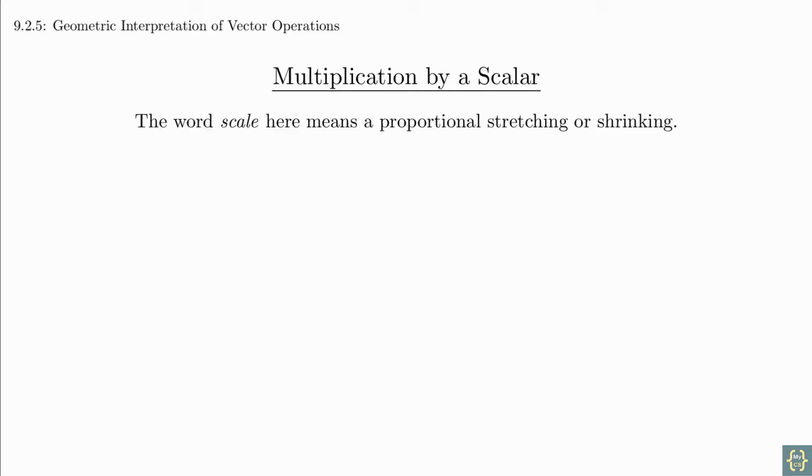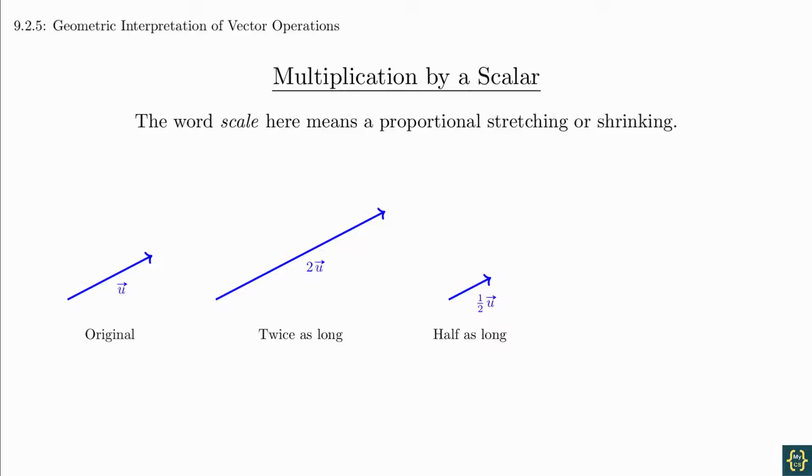Scalar multiplication is a matter of stretching the vector along its direction of motion. And for this class, scalars will always be real numbers. So if this is the vector u, then the vector 2u is what you get when you double the length, and 1/2 u has half the length. If we multiply by a negative number, then we stretch by the corresponding value and also flip the direction.